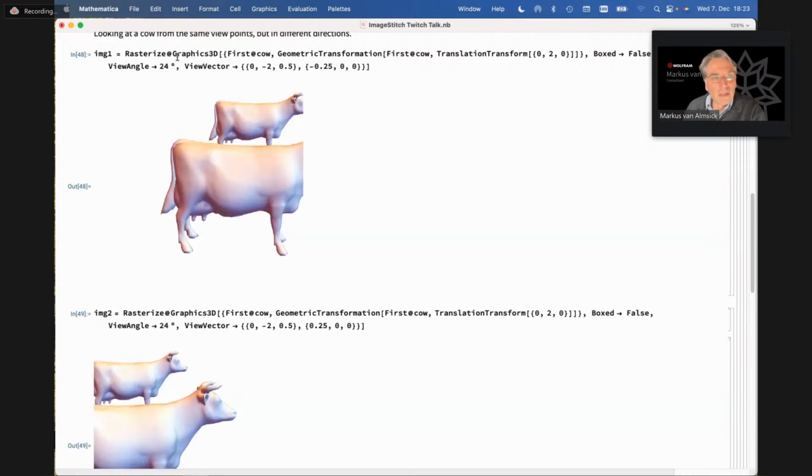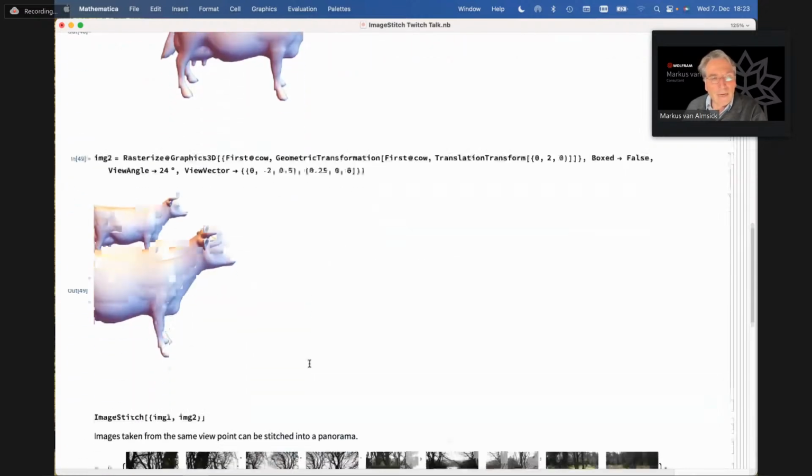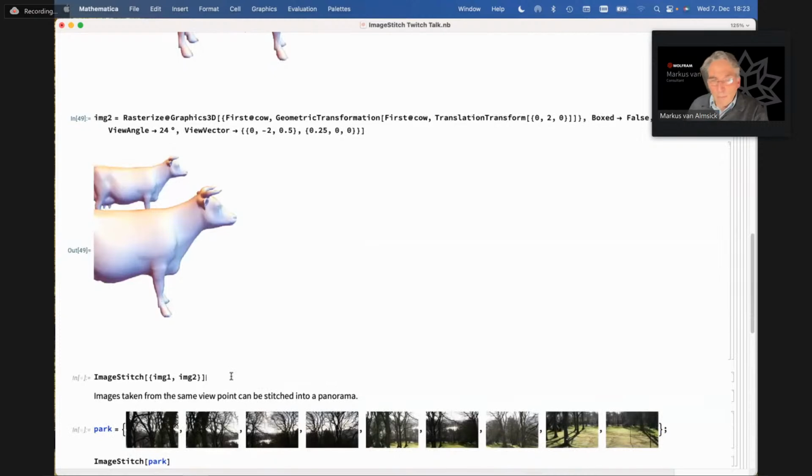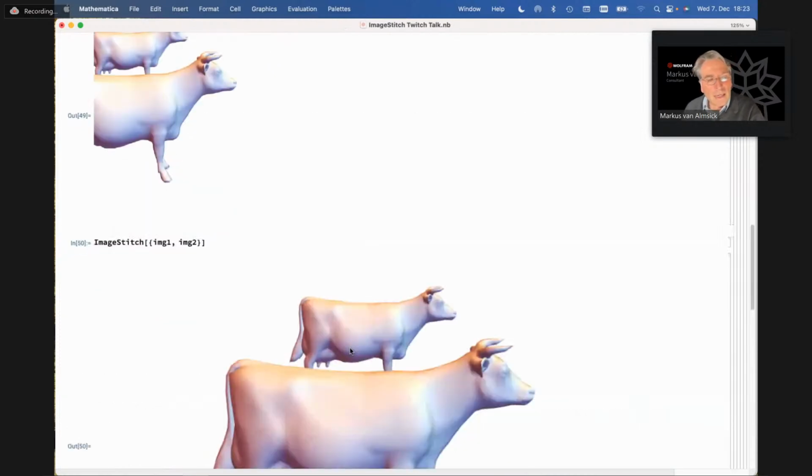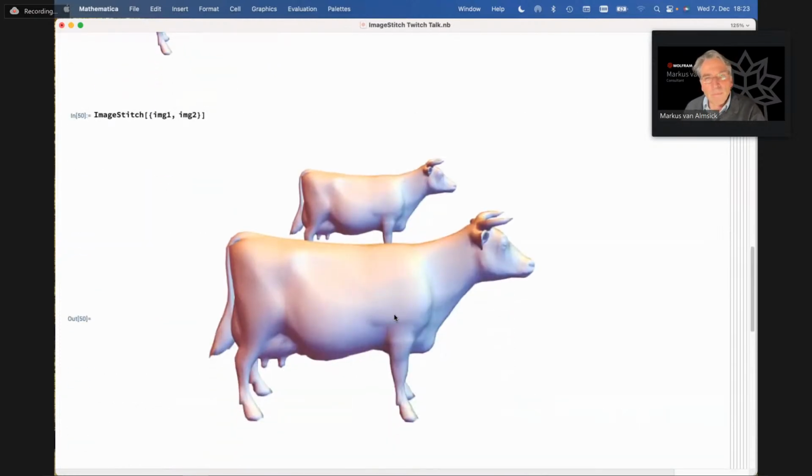Here I've just imitated such a scenario. I'm looking at the rear of the cows, here I'm looking at the front of the cows. If I now go in for ImageStitch, I should be okay. And you can see, yep, that works. All right, so big message here: if you just take images in the wild of 3D objects, you have to keep the viewpoint fixed. As soon as you start changing the viewpoint, ImageStitch will fail.